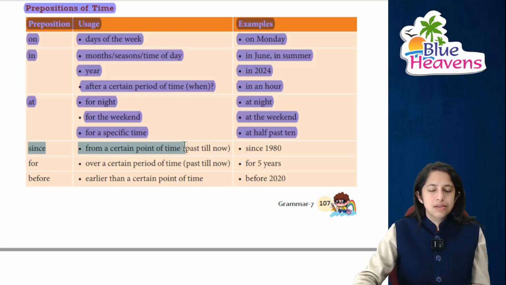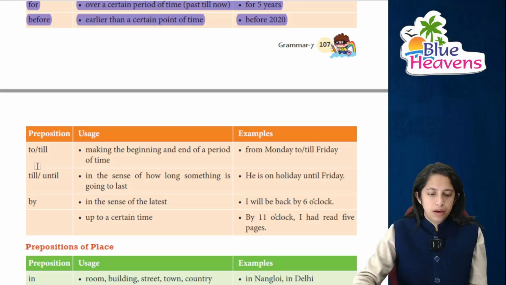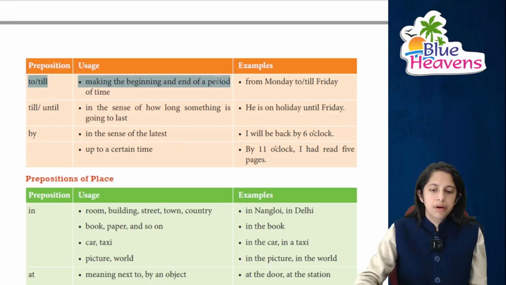Since is for a certain point of time, जैसे कि past till now, since 1980. For is basically over a certain period of time, जैसे कि past till now, for 5 years, right? Before is time से पहले, ठीक है ना, earlier than the point of time, before 2020. To or till marking the beginning and of course the end of a period of time, जैसे from Monday to or till Friday.